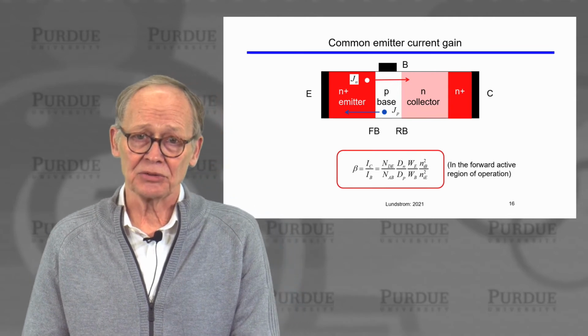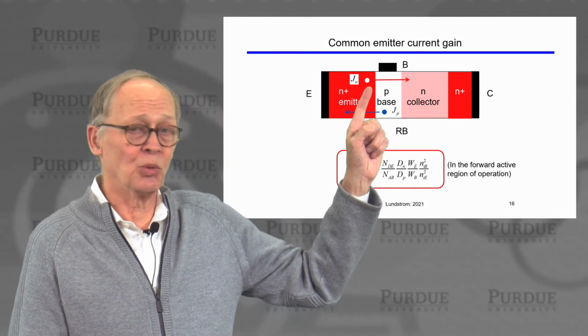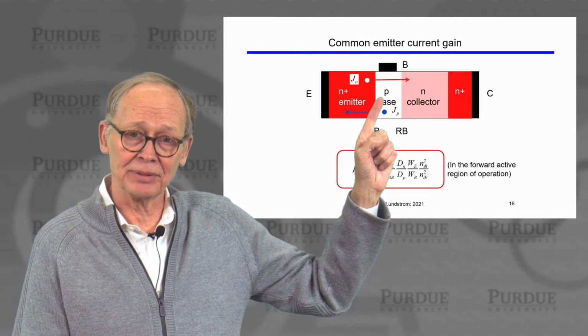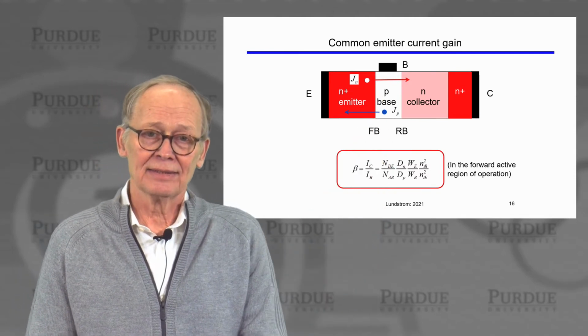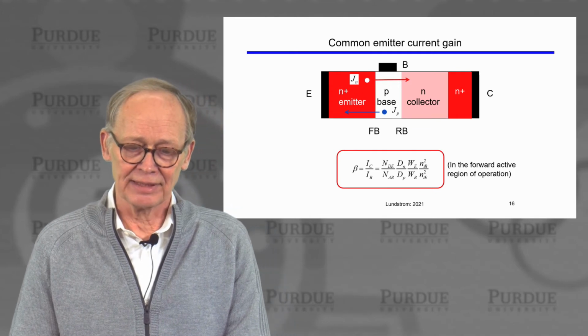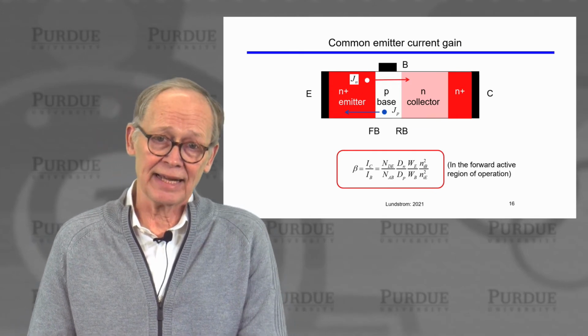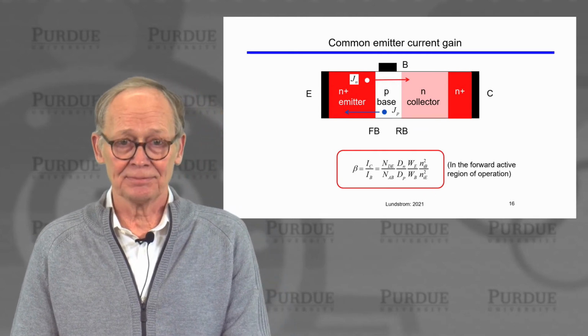Well, the ratio of these two currents, the current that we want, the electron current in an NPN bipolar transistor, and the current that we don't want, the hole current or the base current, the ratio in the active region is called beta.